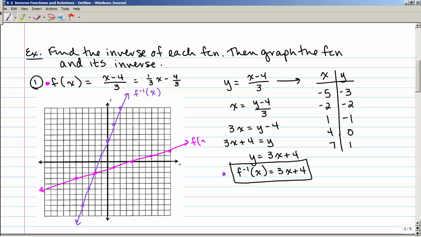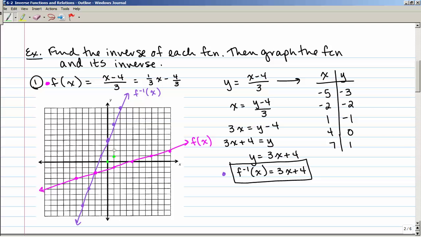And that is my original f of x. So the inverse of the original function is 3x plus 4. The graph of that is in purple. The original function is graphed here. Now one thing I want you to notice, and this is always going to be true of all inverses, is that they are actually reflections over the line y equals x.